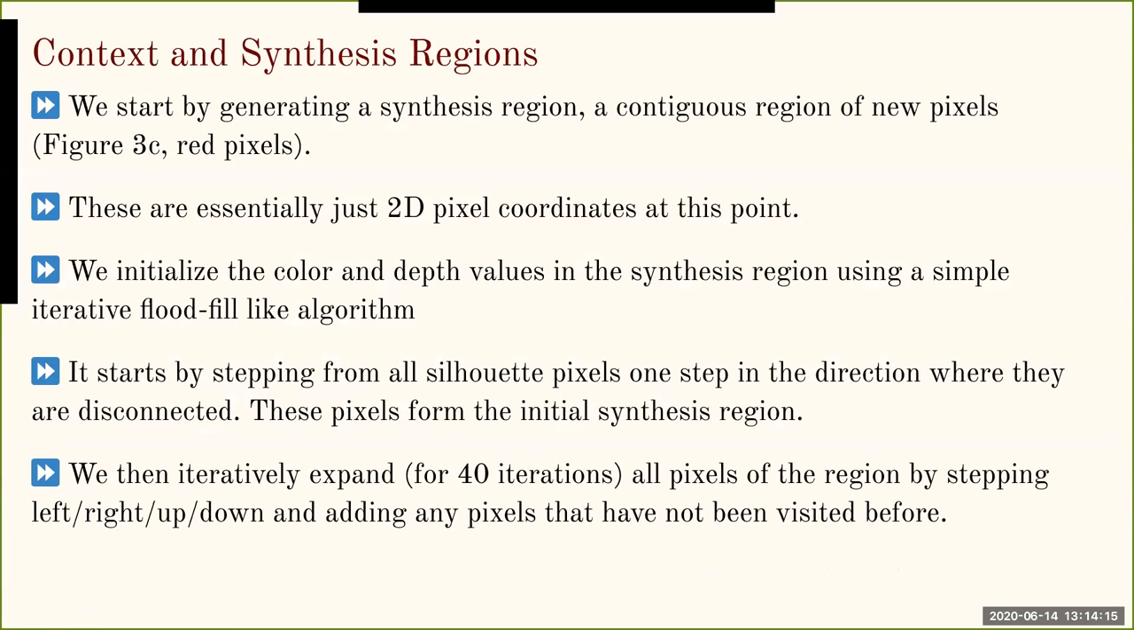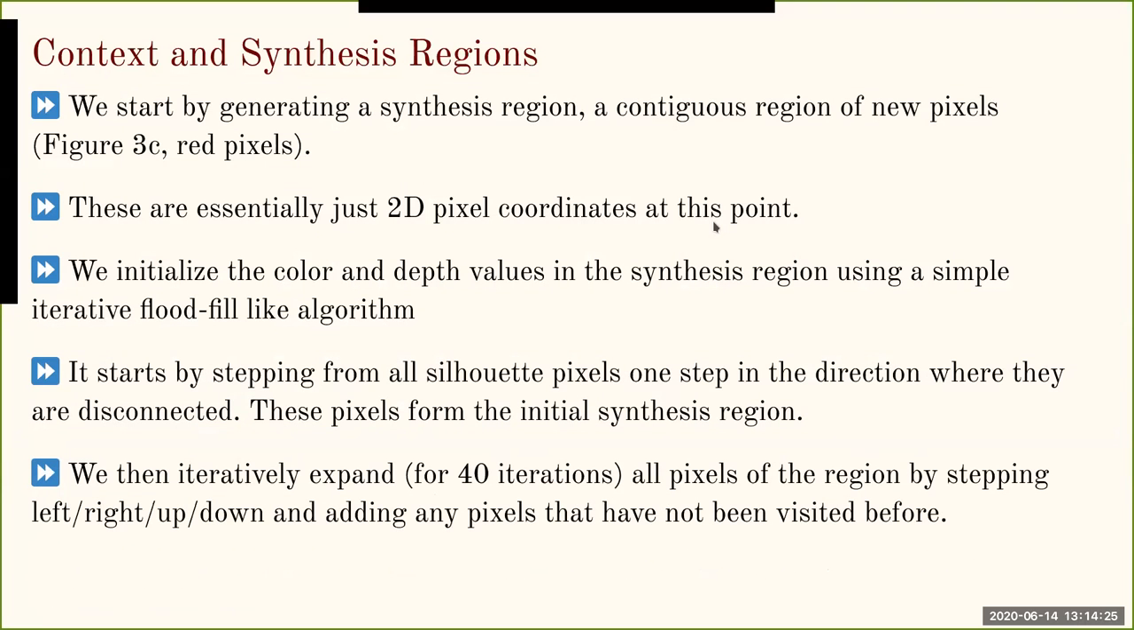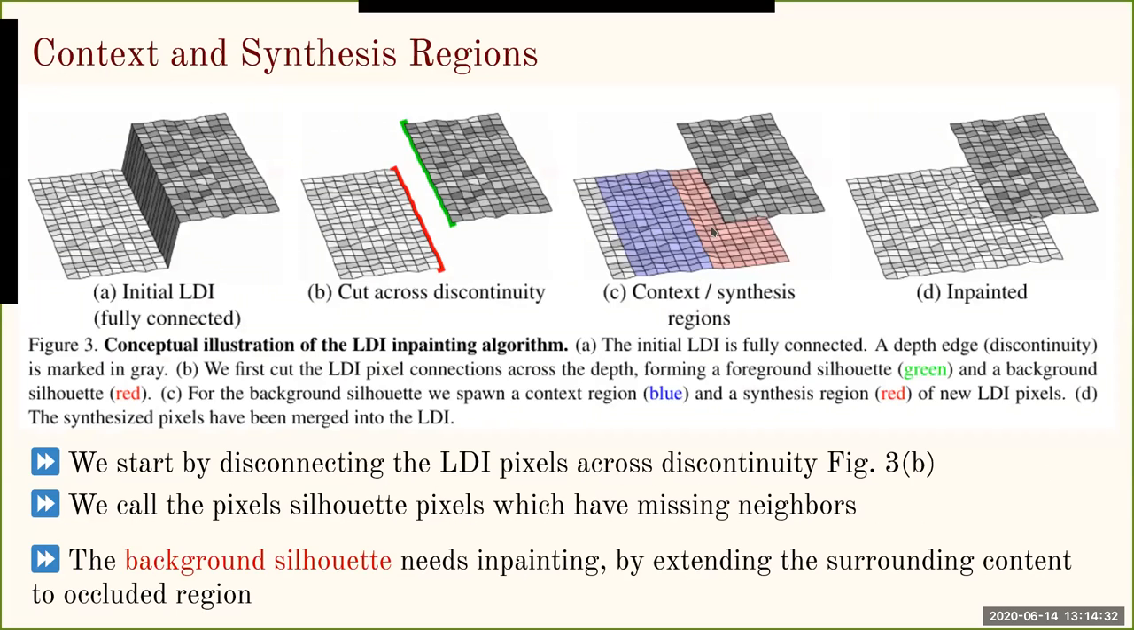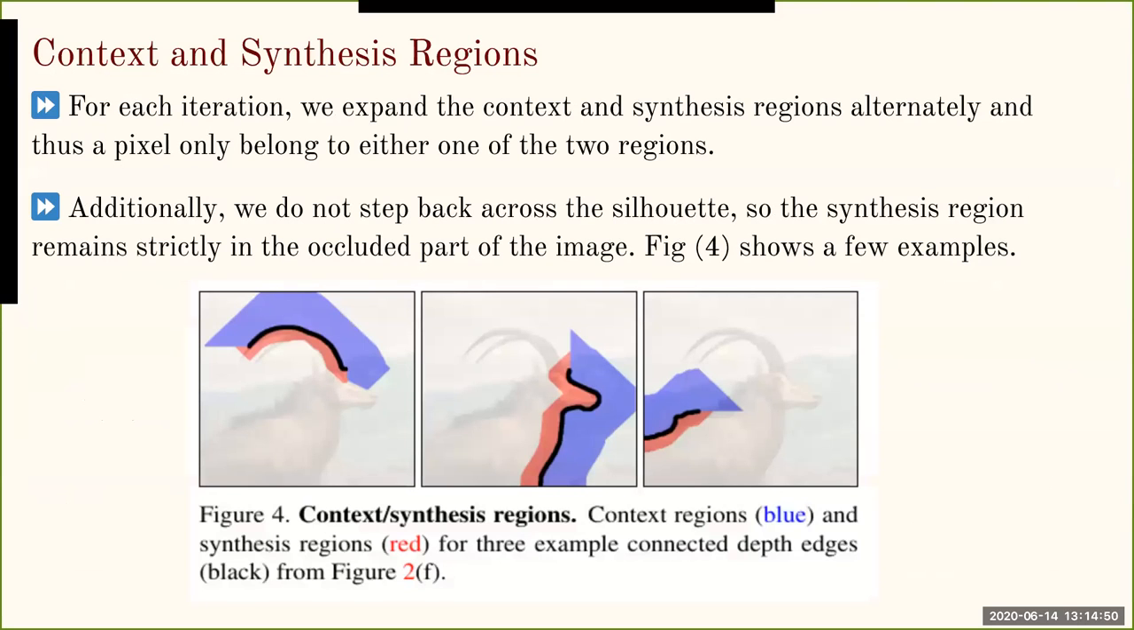So we start by generating a synthesis region, a contiguous region of new pixels, and these are essentially just 2D pixel coordinates at this point. So these are 2D pixels, not 3D pixels. We initialize the color and depth values in the synthesis region using a simple iterative flood fill-like algorithm. So in this portion, we will create a flood fill-like algorithm just like in computer graphics, and by the application of that, we can create a context-aware synthesis. We will do this for 40 iterations.